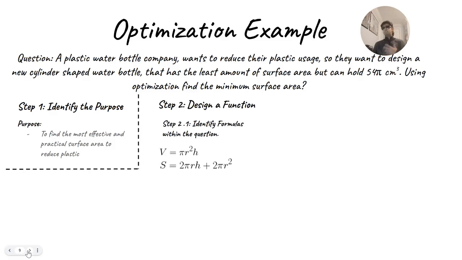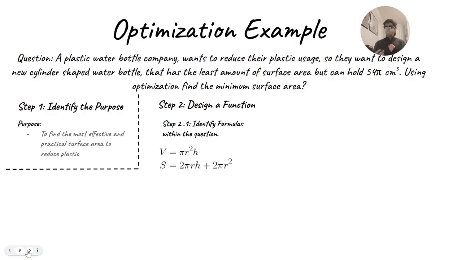Now let's do step 2, design a function. Well, how do we design a function? First, let's identify some formulas within the question. We obviously have volume, as they state that it can hold 54 pi centimeters cubed. So let's use the volume formula. Volume equals pi r squared times height.